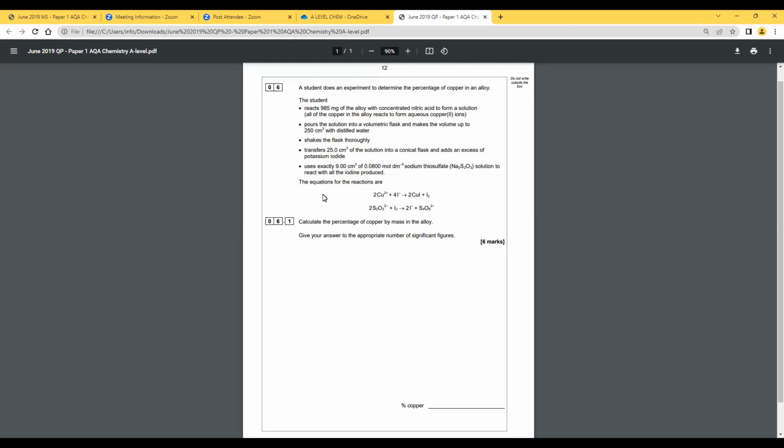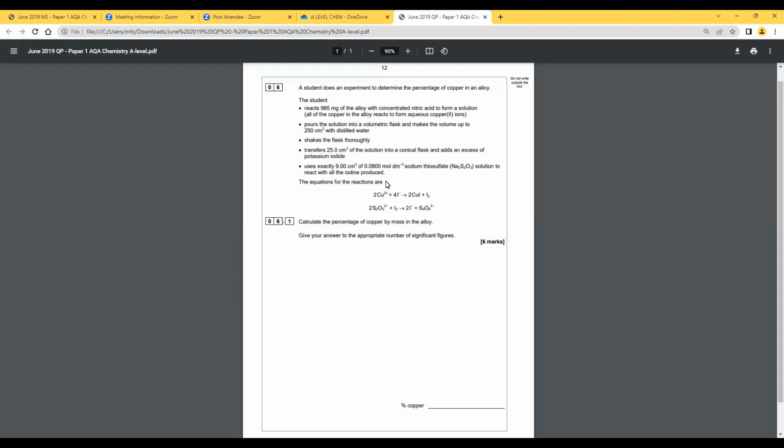Now this question has a lot of information, so I won't read through all of it, you can read it yourself, but we have to calculate the percentage of copper by mass in the alloy. And we're using this sodium thiosulfate titration and our knowledge from that.